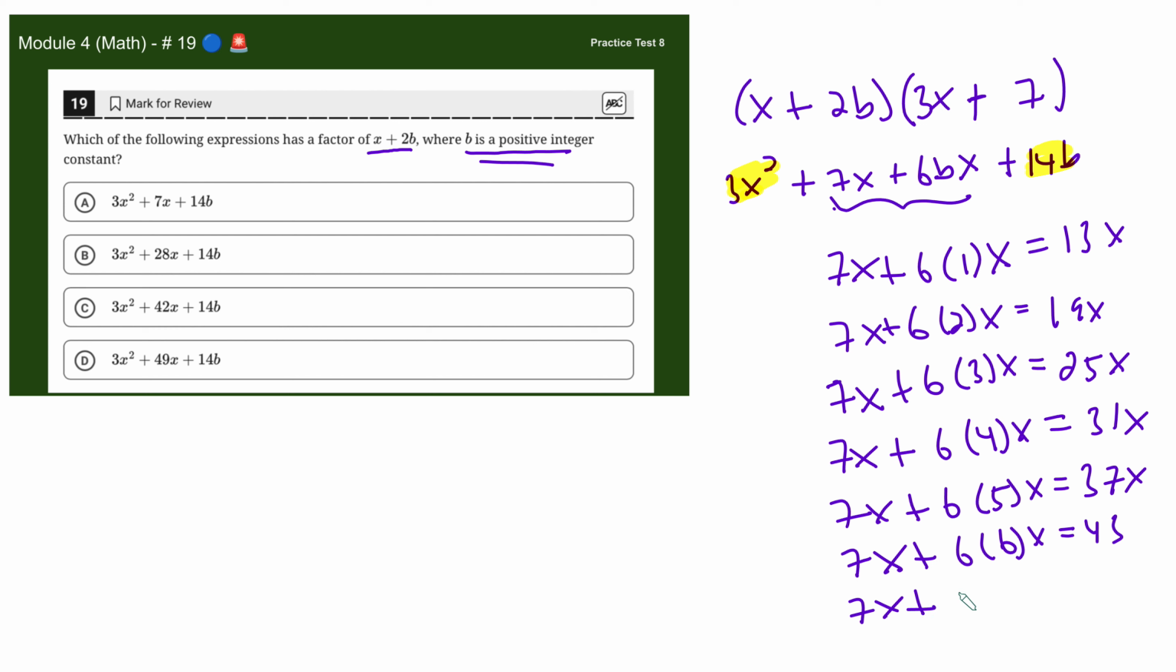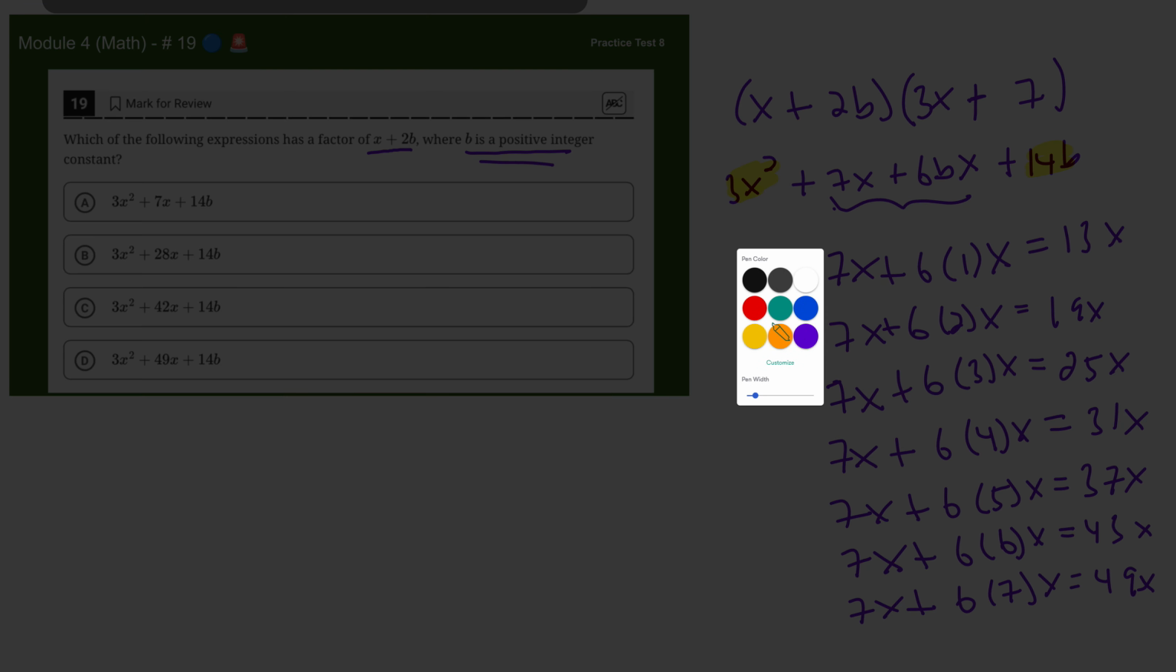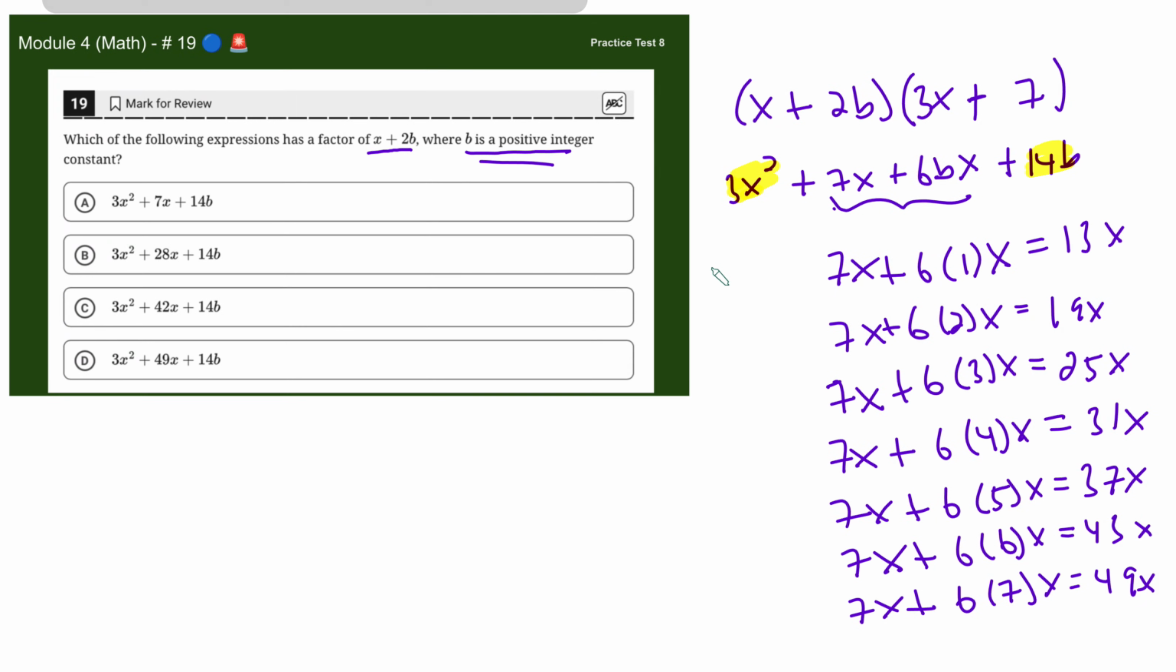7x plus 6 times 7x. Okay, that's 42. And then 42 plus 7 is 49. That's 49x. That's an x right there. So basically I plugged in right here, I plugged in b is equal to 1. Then into the same exact expression, I plugged in b is equal to 2. Then I plugged in b is equal to 3, b is equal to 4, b is equal to 5, b is equal to 6, and b is equal to 7.